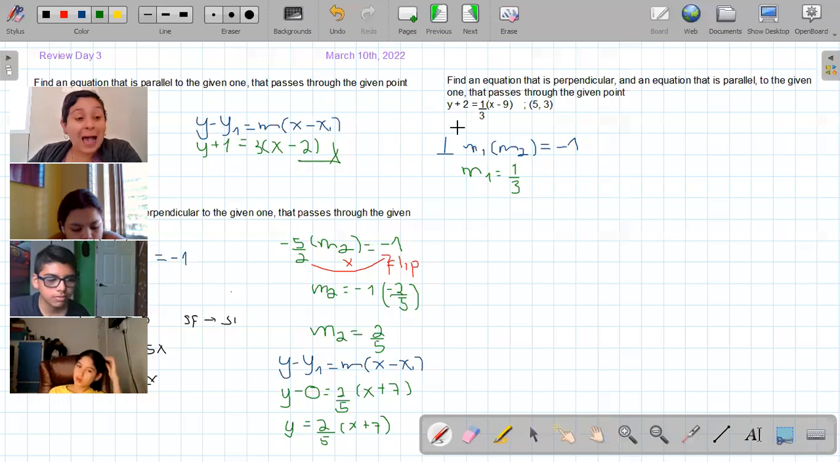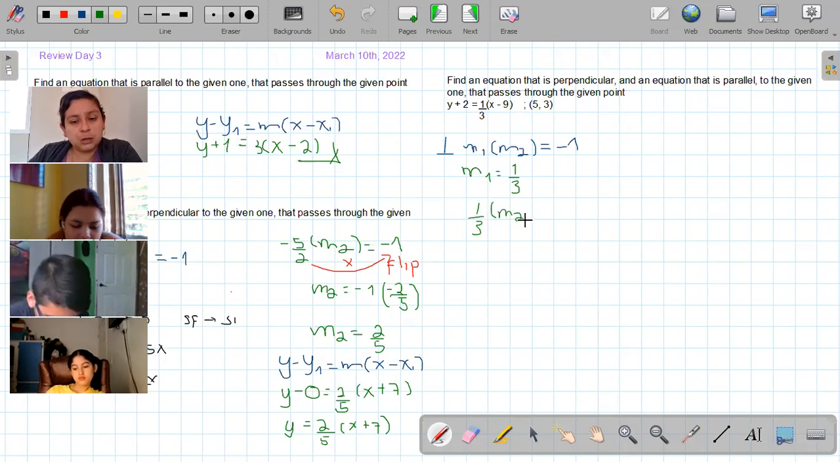Point slope form. This is written in point slope form, and the slope is the one that goes outside the parenthesis. That's multiplying whatever has the variable x on the inside. So very good. So M1 is 1/3. So I'm going to find my M2. So I have 1/3 times M2. I'm just substituting is equal to -1.